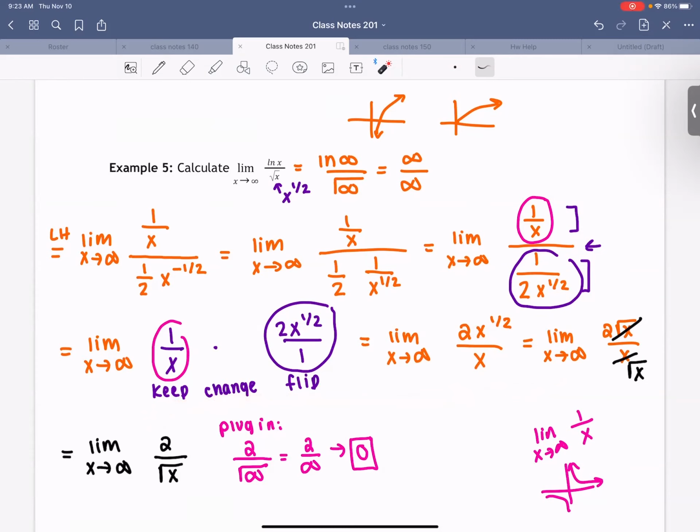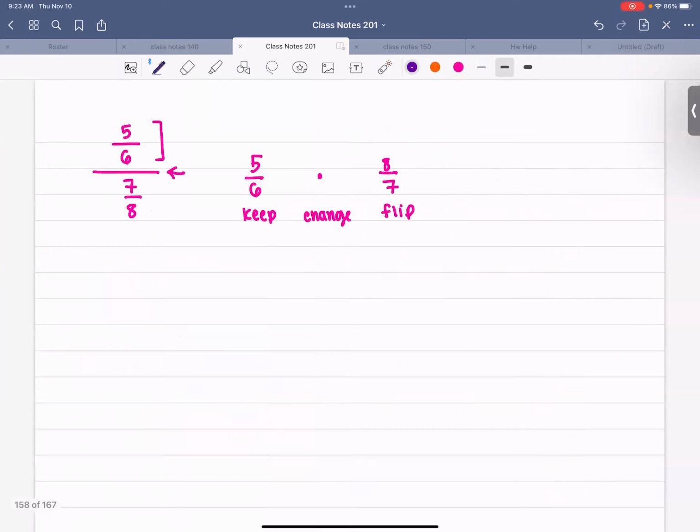Here, all I did was cancel. I noticed that there was an x on the bottom. That's an x to the first power. Up here, it's an x to the 1/2 power. So I just canceled out the one on top, and the bottom one turned into the square root of x. So let me show this in more detail here. We have the limit as x goes to infinity.